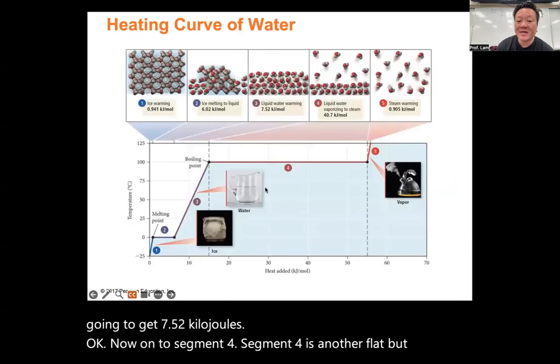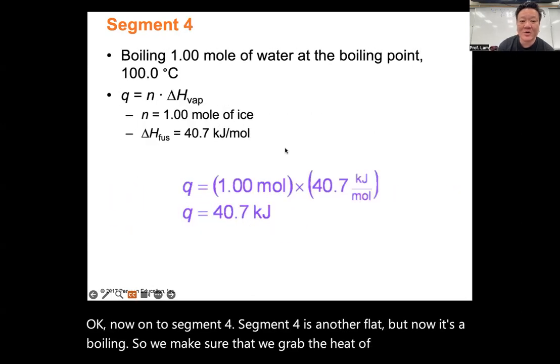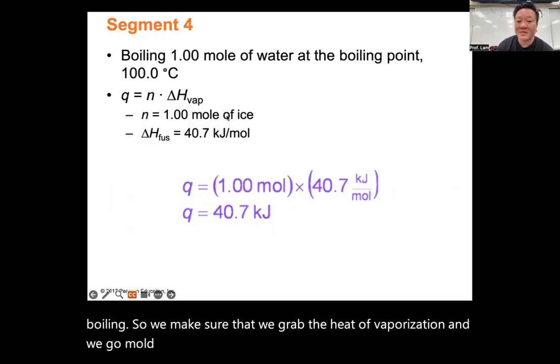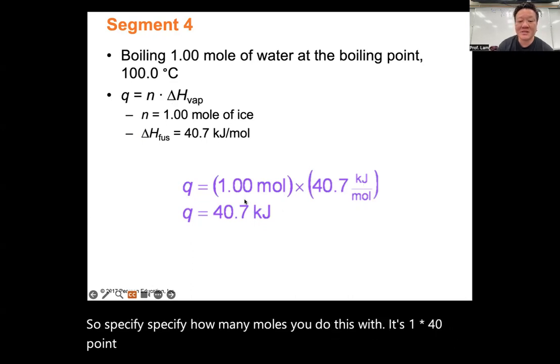But now it's boiling, so we make sure that we grab the heat of vaporization and we go by moles, right? Because vaporization is in kilojoules per mole. So specify how many moles you're doing this with. It's 1 times 40.7 kilojoules per mole. So you get 40.7 kilojoules for segment 4.